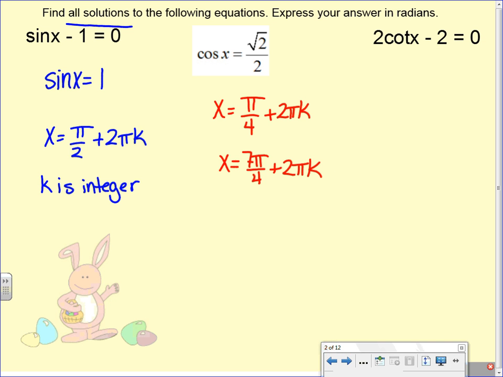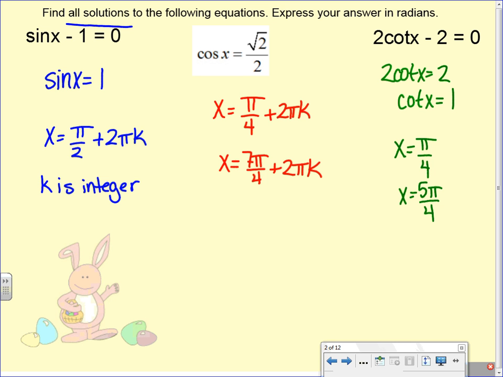2 cotangent x minus 2 equals 0. Get cotangent alone first. What do we do? Add 2. Divide by 2. So I have cotangent is 1. How many times on the unit circle does that happen? Let's figure it out. 1 time right there. Okay, so 2 times it's going to happen. And what are they? Pi over 4 and 5 pi over 4.